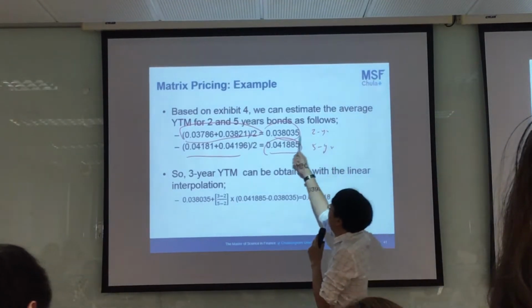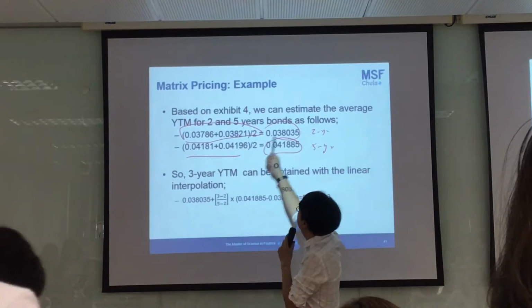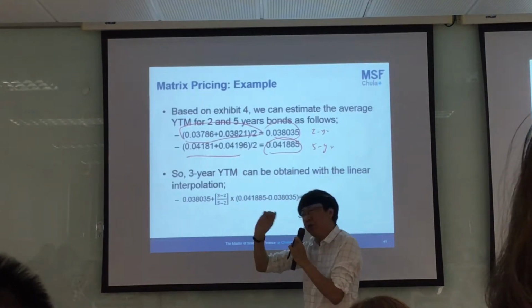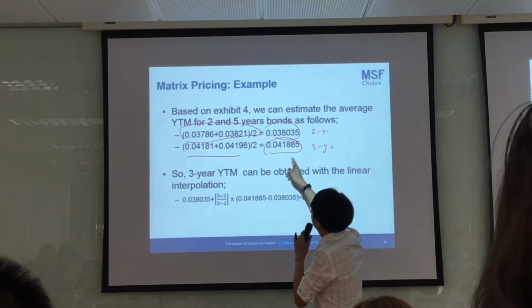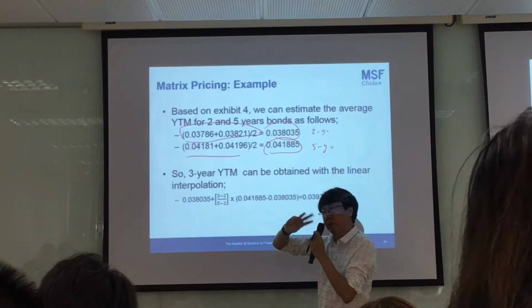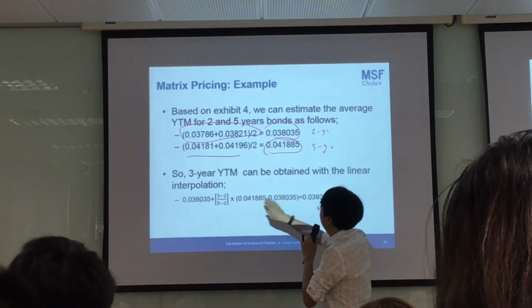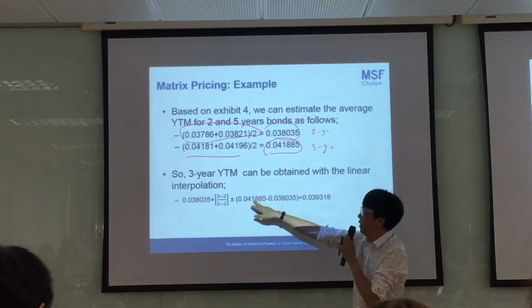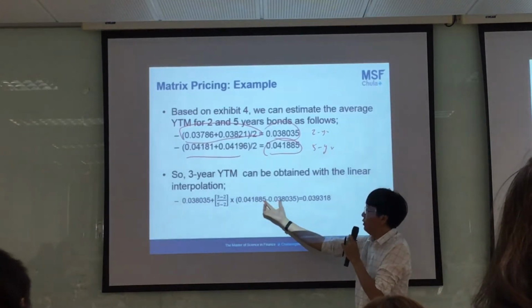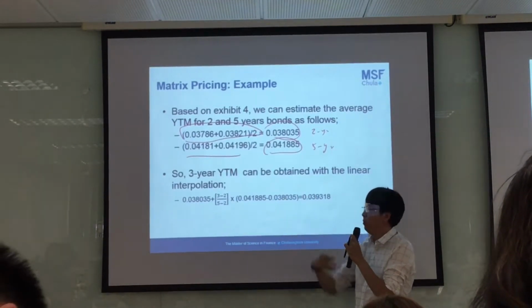Start from the 2-year yield. Okay, this is the 2-year yield. And we want to know 3 years, so we want 1 more year. You know that the yield difference between 2 and 5 is a 3-year difference of the maturity. So the difference here is the 5-year yield and the 2-year yield.